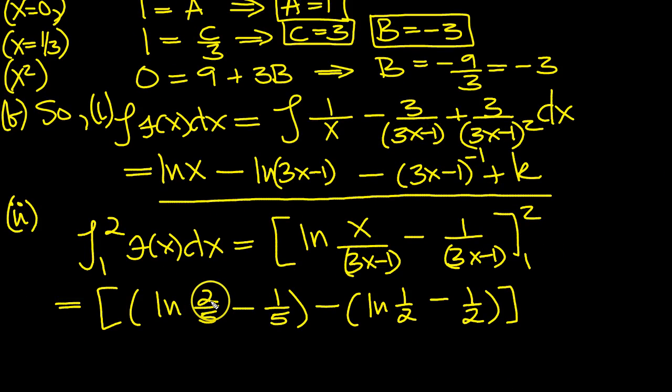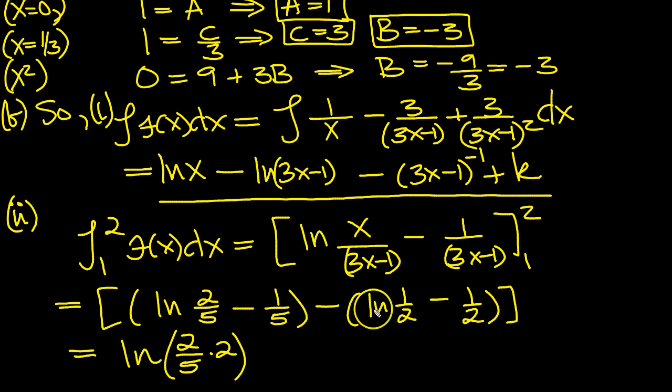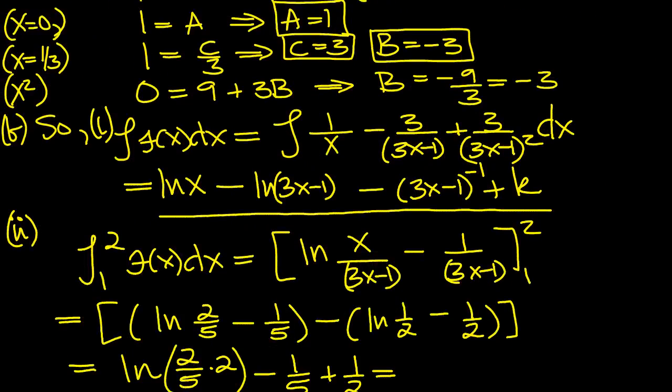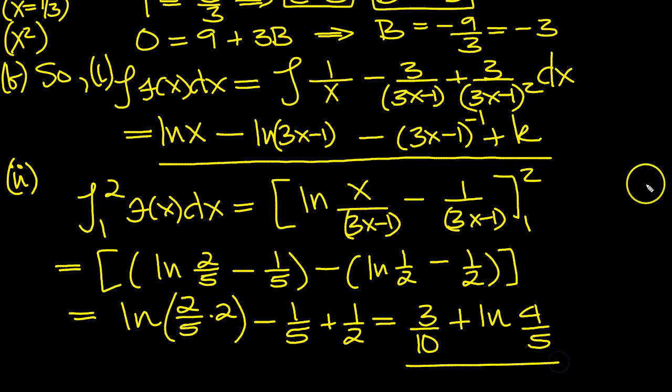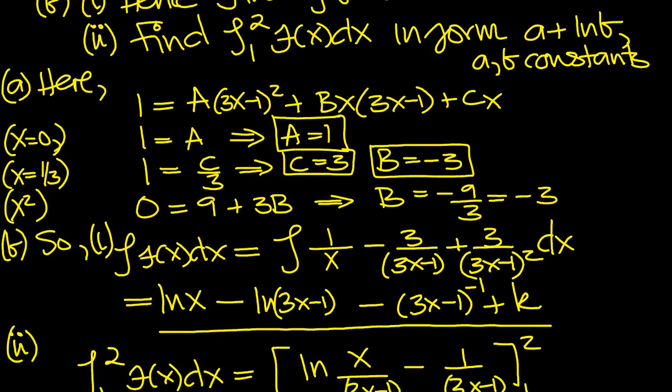So what have we got then? We got log of 2/5 minus log of half. So that would be ln 2/5 over a half. So basically the 2 can come up then, up to the top with the fraction. So that's those two done. Minus 1/5. And this is plus a half. So that equals, so the number then, let's have a look what form we need to write it in. A plus log b. 5 tenths minus 2 tenths is 3 tenths. And we've got here plus ln 4/5. So what form do we want it in? A plus log b, which is what we've got here.